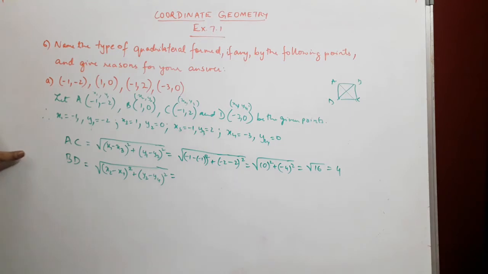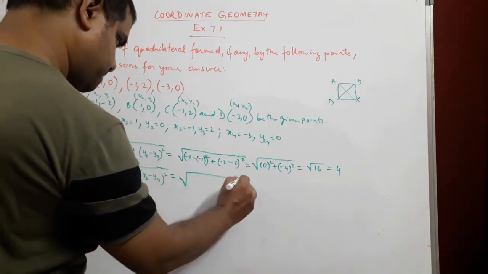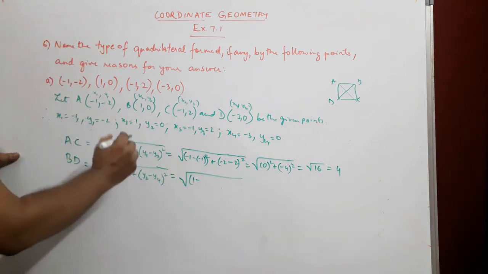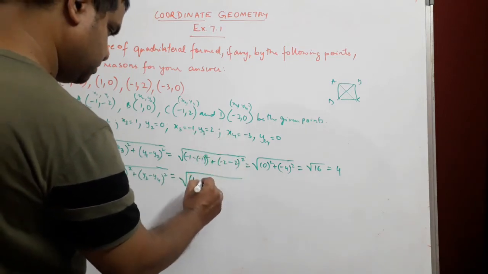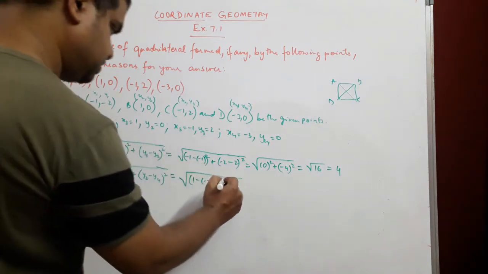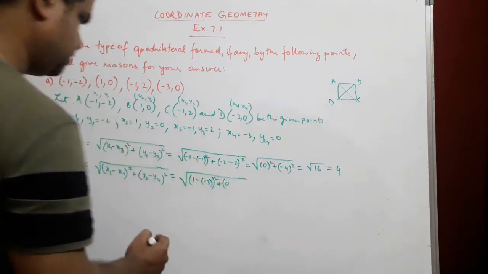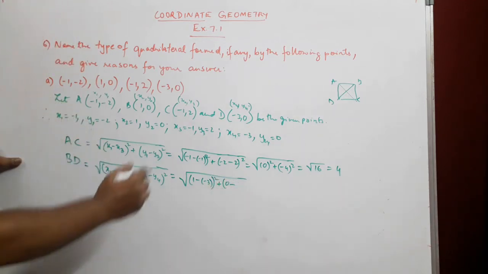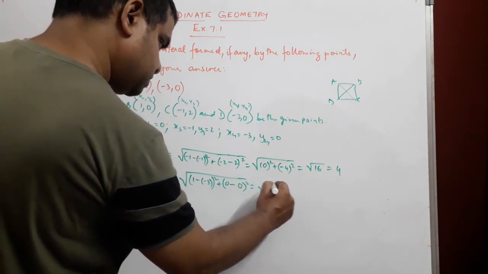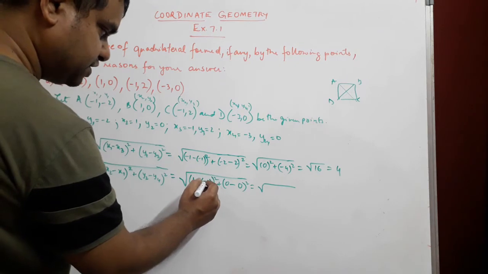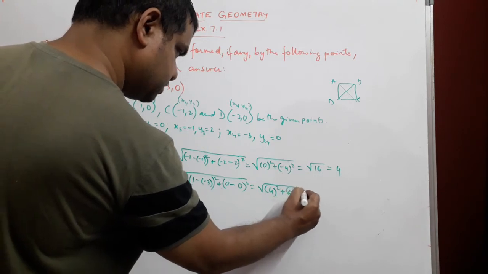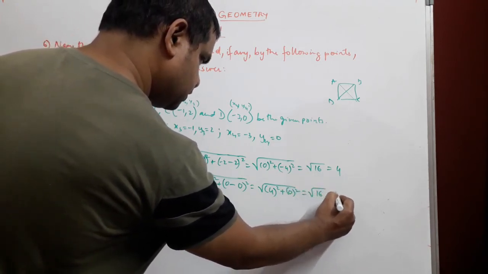Let's check what is BD. x2 is 1 minus x4, which is minus 3, so minus of minus 3 square plus y2, which is 0, minus y4, which is also 0, whole square. So minus and minus gives us positive, so positive 3 plus positive 1 gives us positive 4 whole square plus 0 whole square, that gives us square root of 16, which is equal to 4.